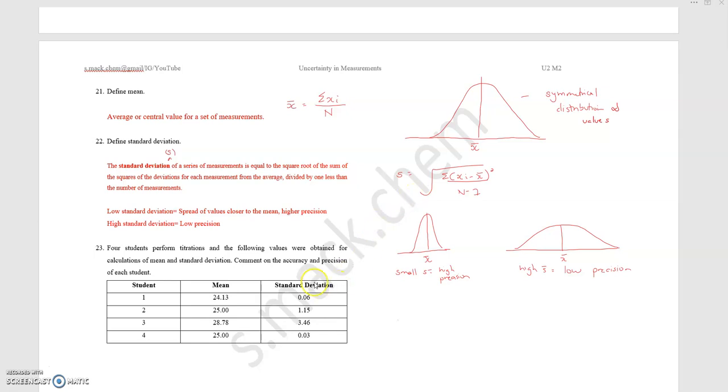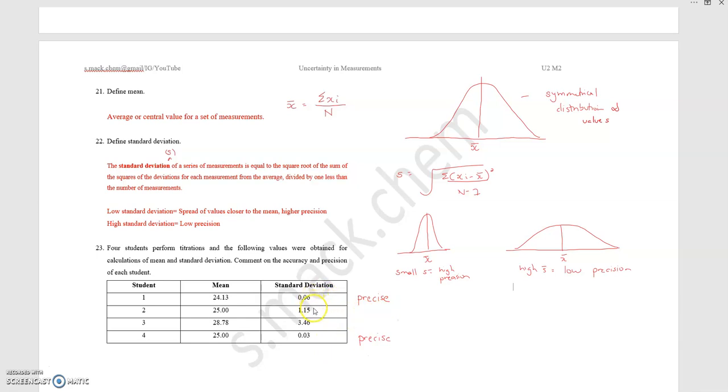So we're going to start with our standard deviation, having gone through it before. You are told a small standard deviation means a high precision. So we're going to look at our values here, and we have a 0.03. So this student would be precise. And we also have a value of 0.06. So we can also state that this student is precise as well because of how small the values are.